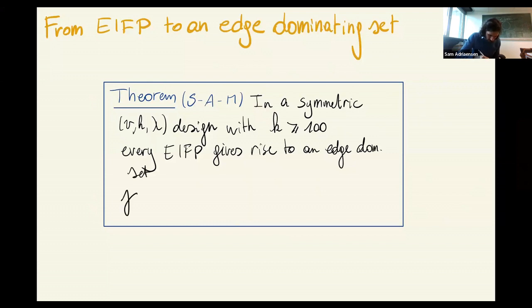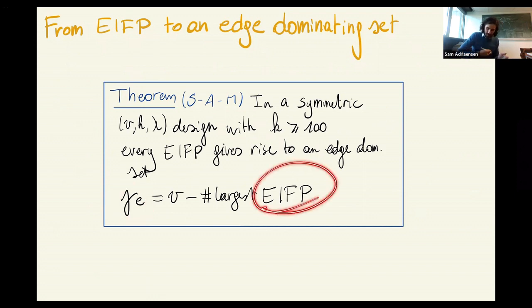And so, in particular, this means that gamma of A equals v minus the size of the largest equinumerous incidence-free pair. When I say the size of such a pair, I mean the size of one of its two components. They are the same anyway, so it doesn't matter whether you choose the points or the blocks. Okay, so this is nice because now you know that you can get both upper bounds and lower bounds on the edge domination number by studying the equinumerous incidence-free pairs. So let us start by looking at the lower bounds.